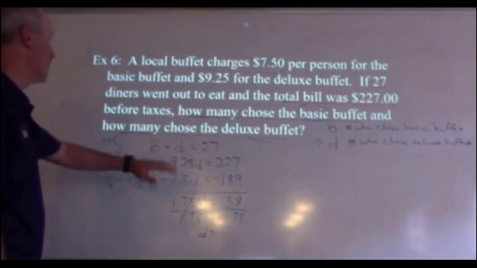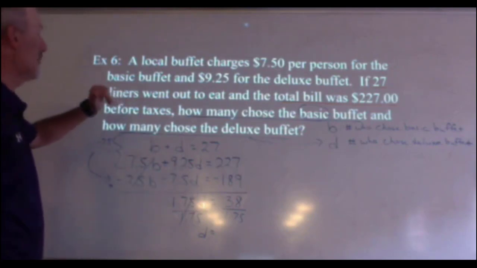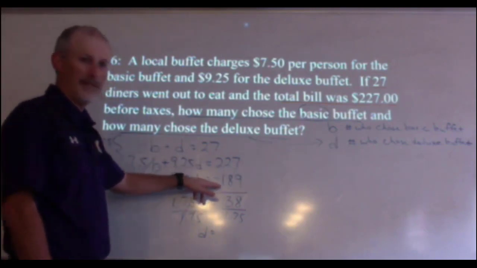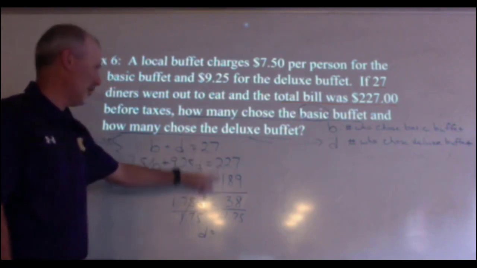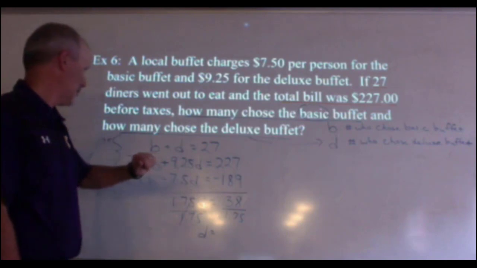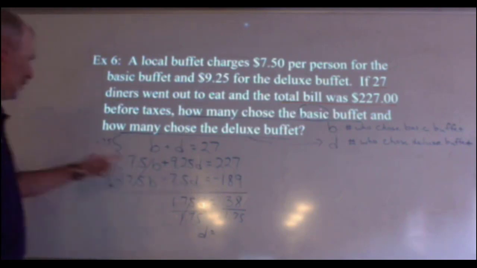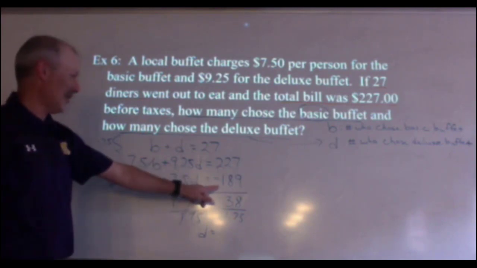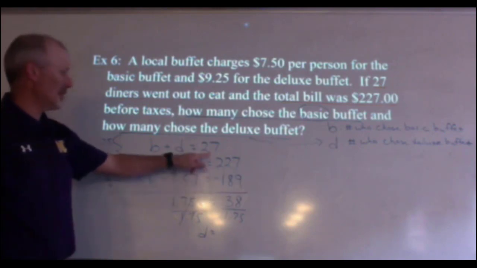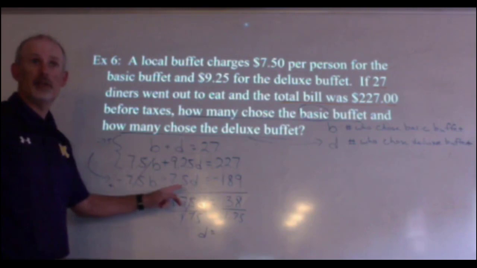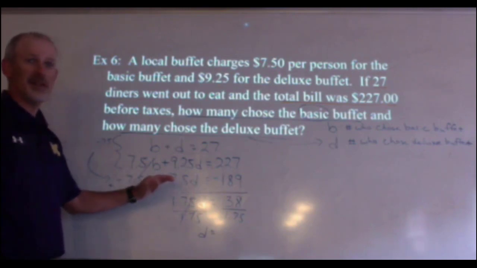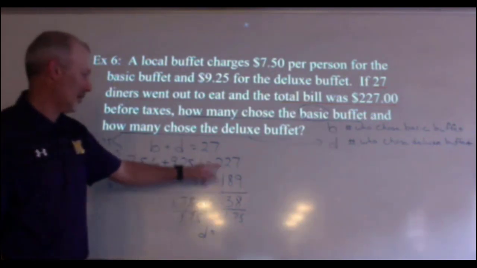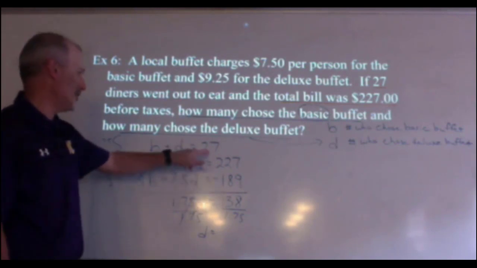27 people went. It was 227, 9.25, 7.50, basic buffet, deluxe buffet. Negative 7.5, negative 7.5. No, we're just trying to find our error here. Is this number right? The negative 189, 27 times negative 7.5? If someone can double check that just to make sure. Trying to find our error here. What is it? The 27 times negative 7.5.